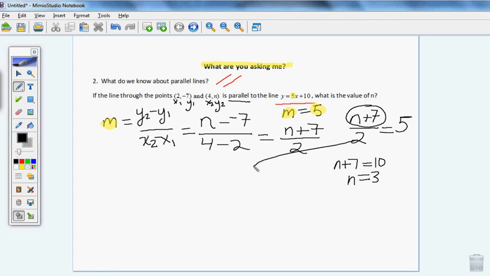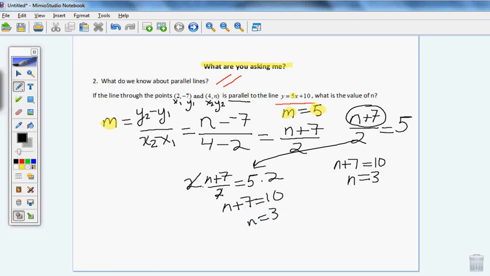Or the other way to think about it is, n plus 7 over 2, that has to come out to 5. Why? Because we're parallel and we have to have the same slope. And then you could just mathematically multiply both sides by 2. N plus 7 is equal to 10, and then we get an n value of 3.